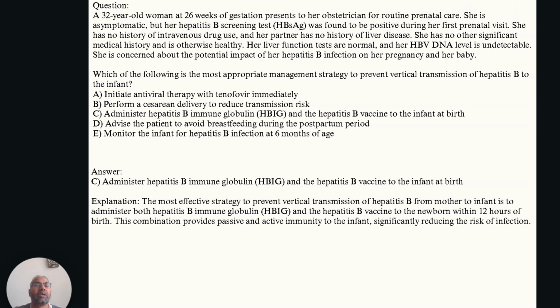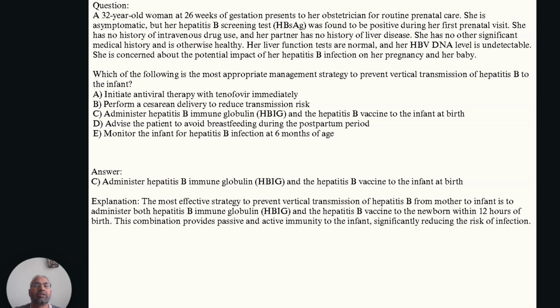So number one is initiate antiviral therapy. Second is perform a cesarean delivery to reduce transmission risk. The third is administer hepatitis B immune globulin and hepatitis B vaccine to the infant at birth, and advise the patient to avoid breastfeeding. And then E is monitor the infant for hepatitis B infection at 6 months of age.